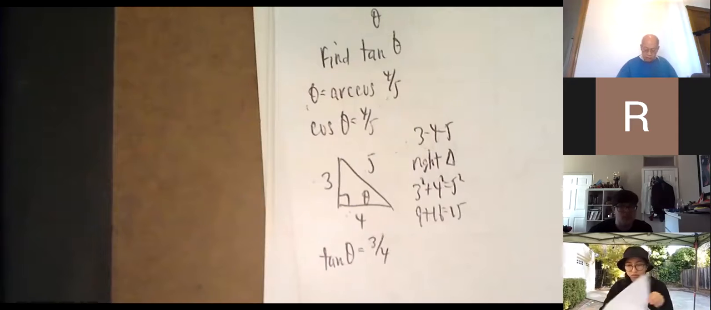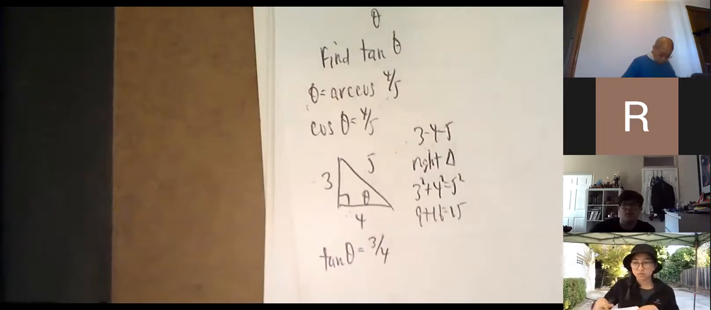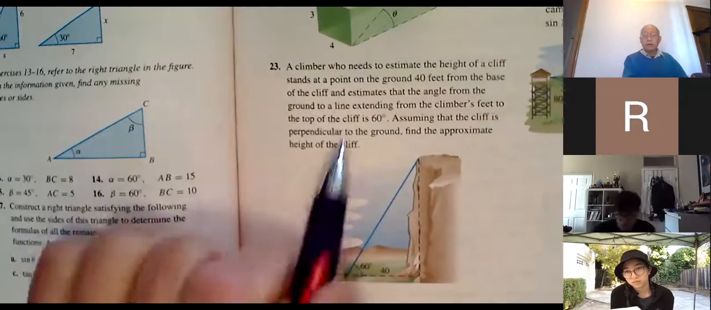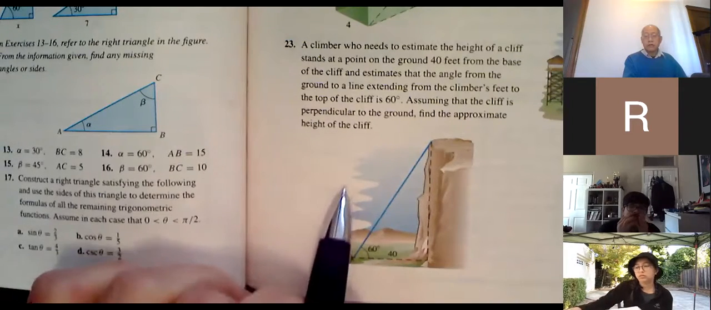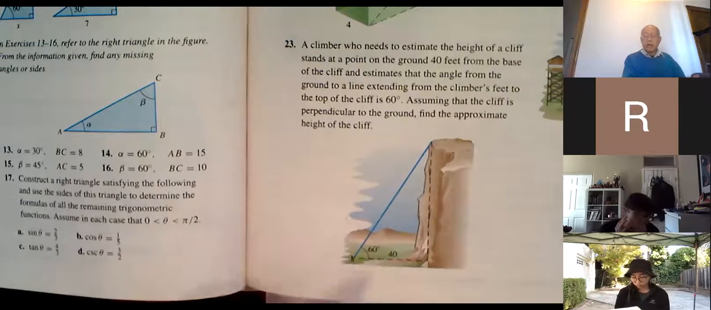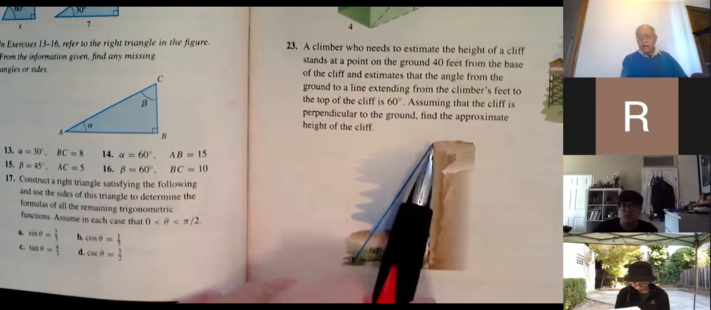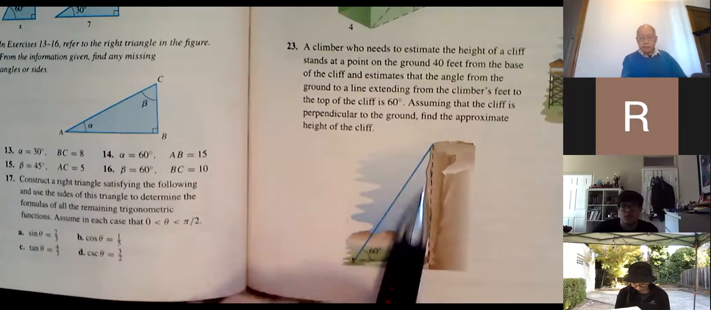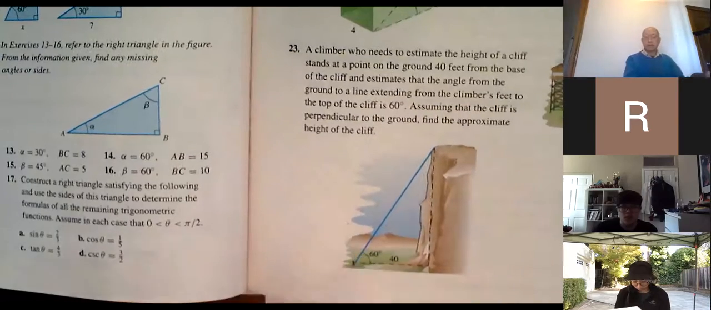All right, and then what? 4.323. Let's see. Okay, a climber who needs to estimate the height of a cliff, 40, 60, find the approximate height of the cliff. They pretty much give you the picture. And this is the practical use of trig. I want to figure out the height. I don't feel like climbing up here and getting a measuring tape and going down like that, right? I can measure this. That's pretty benign. 40, and I can measure 60 degrees and go from there.